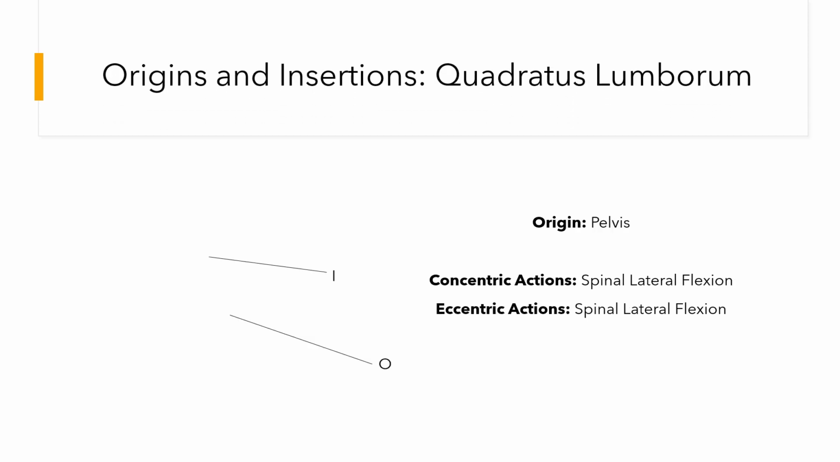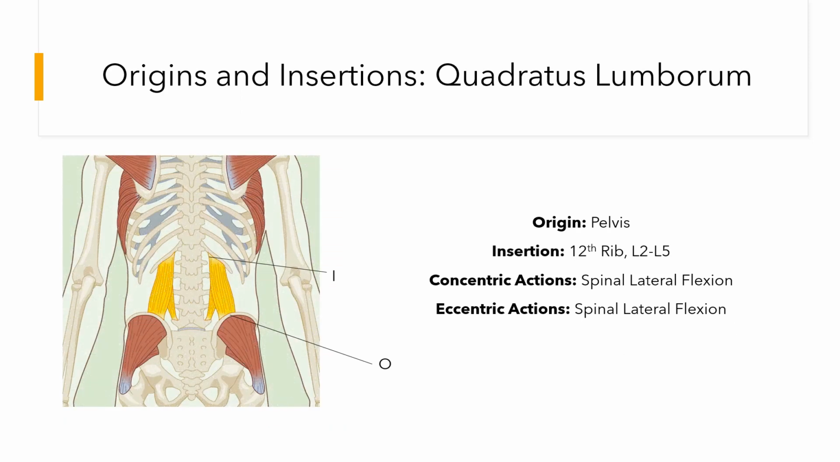Next, we have the QL, the quadratus lumborum. It's quite a problematic muscle group for a lot of desk-based people with lower back pain. So the QL is kind of lateral to the erector spinae, so it's not part of the erector spinae itself. It starts at the pelvis and inserts into the 12th rib as well as the lower 4 lumbar, and it's responsible for lateral flexion of the spine.